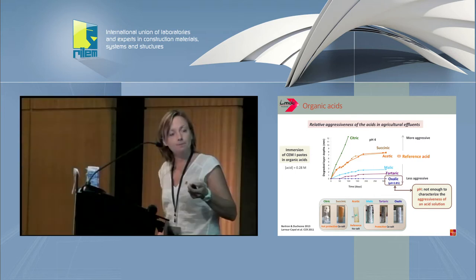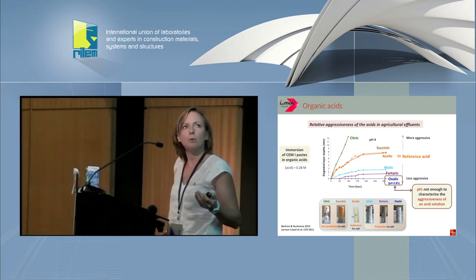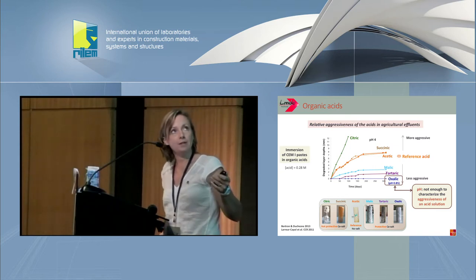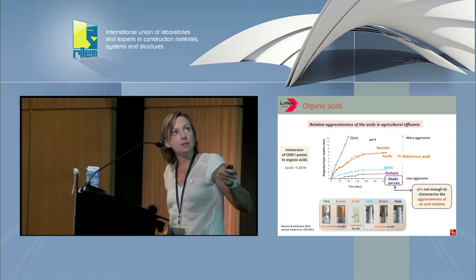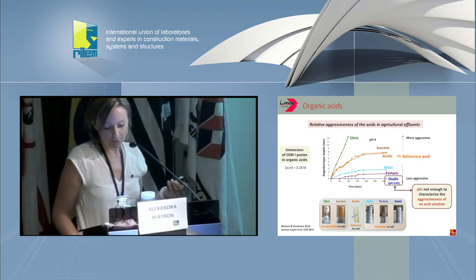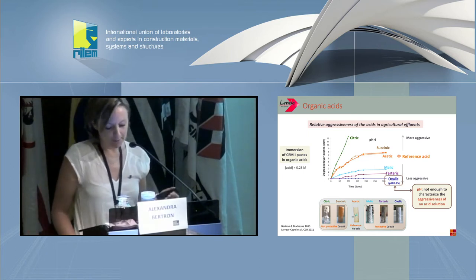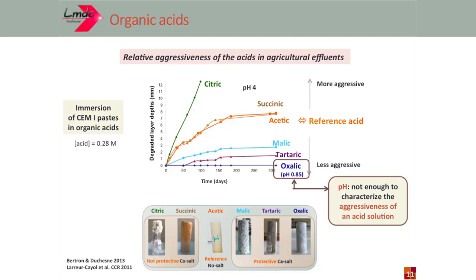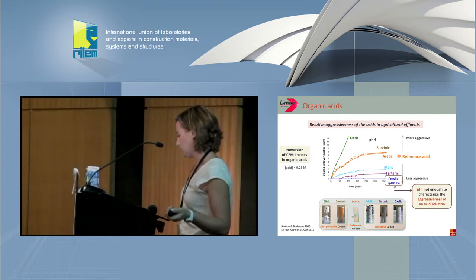Around acetic acid, which is a reference acid because it is the best known, you have much more aggressive acids such as citric acid, where a specimen is dissolved in less than 3 months, and less aggressive acids such as malic, tartaric, or oxalic acid. So what happens? If we look at the specimens, we can see that with acetic acid there is no precipitation of salt. With another acid you can see the formation of calcium salt on the specimen, and for this acid the salt seems to protect the matrix. And in this other case, the salt seems not to protect the matrix and even to worsen the degradation.